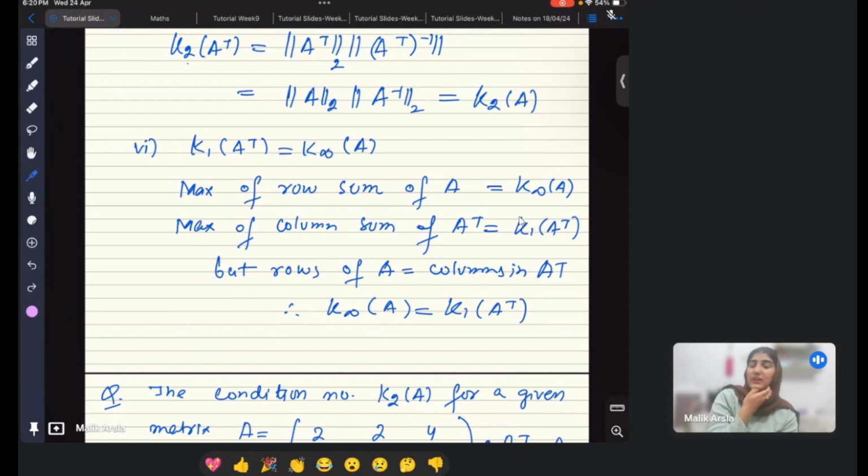Now, we know that the rows and columns get interchanged when we do the transpose. So the rows of A will be the columns of A transpose. Therefore, the condition number K infinity for A, that is the maximum row sum, will be equal to the maximum among the column sums of A transpose. So this statement is also correct. Okay.